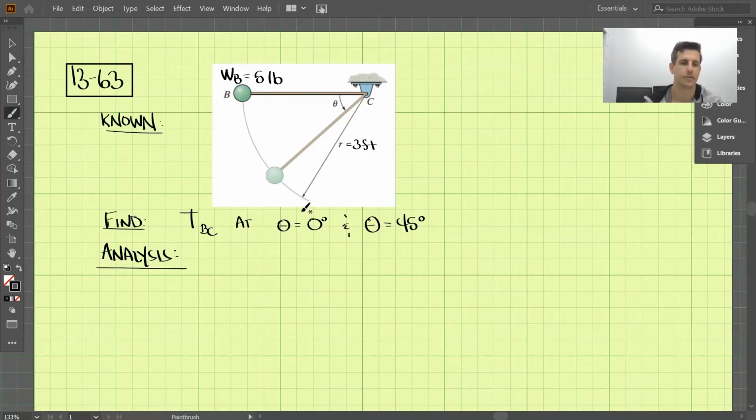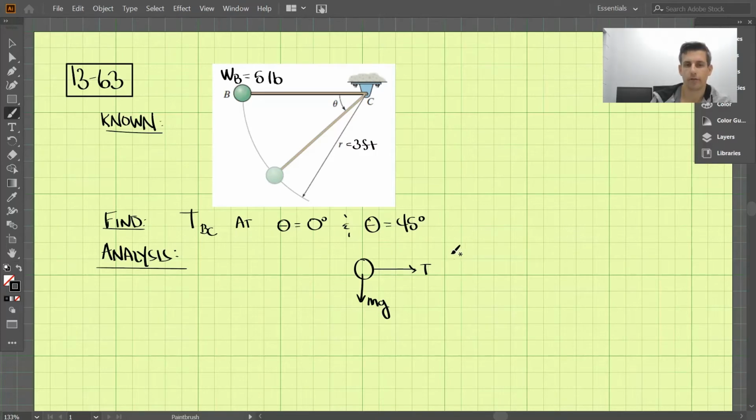So let's tackle 0 degrees first. Let's draw a free body diagram at 0 degrees. We have the bob here. We're going to have tension just in this horizontal direction. So we have tension going this direction, and then straight down we have mg, the weight of the bob, which we know is 5 pounds.